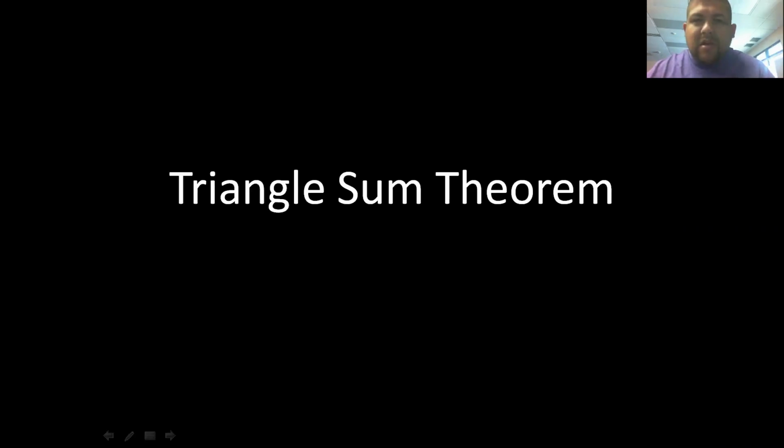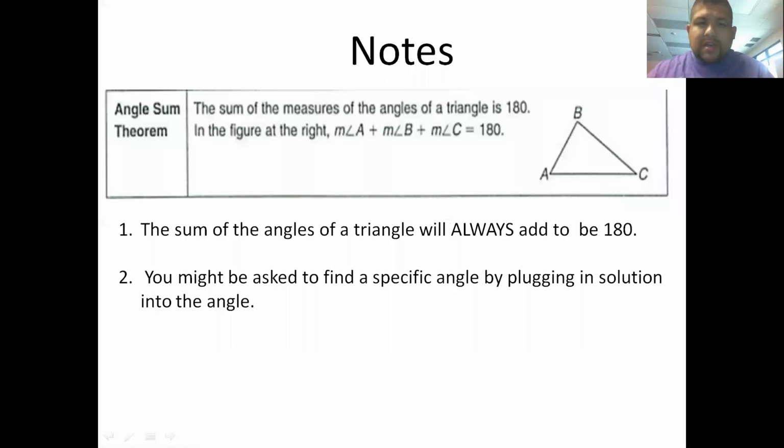Today we're going to be talking about the triangle sum theorem. Very simple type of theorem for us to use. We'll be using it a lot, so please get used to it. Here we go. The triangle sum theorem tells us that inside of a triangle we can add up all the angles, and within every single triangle they'll always add up to 180.